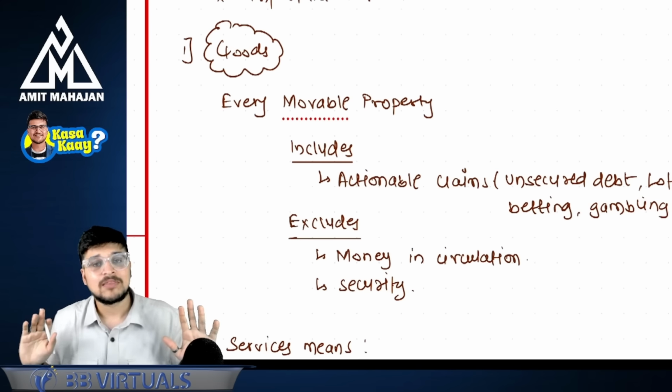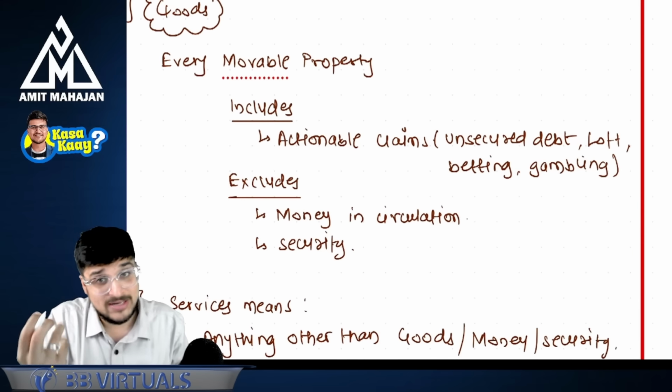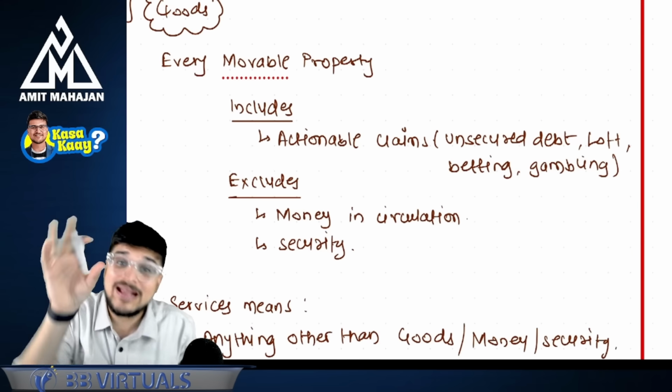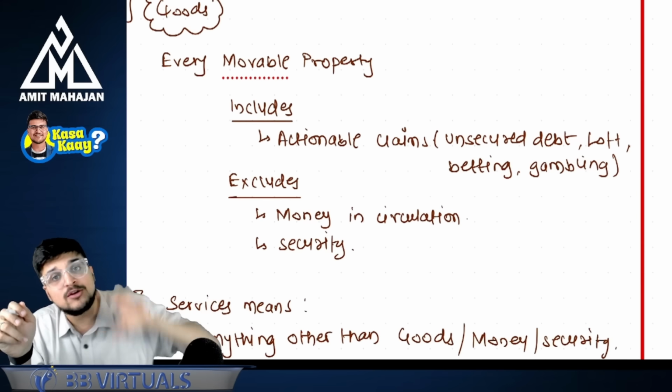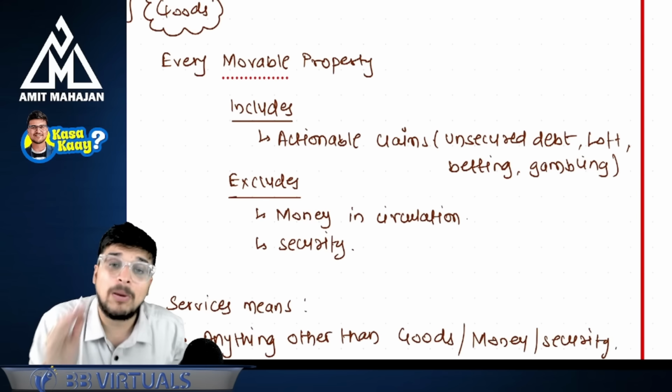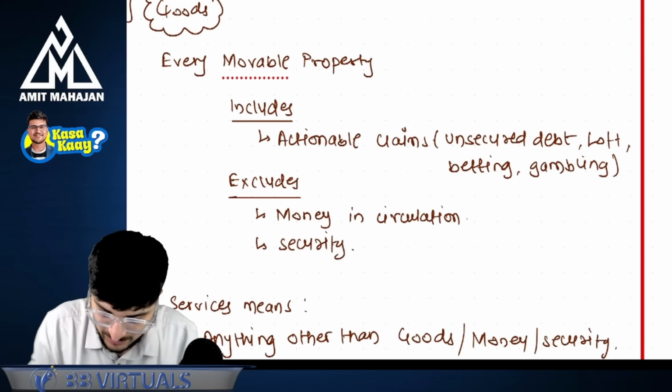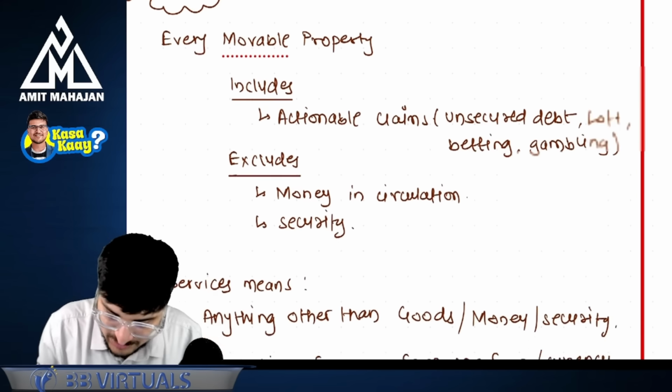Which specifically includes actionable claims. Now, what is the meaning of actionable claims? In simple words, unsecured debt is your actionable claims against which you can take an action. So, unsecured debt, lottery, betting, gambling. So, every movable property will include what? Actionable claims, but exclude something specific, which is money in circulation. Very important. Money in circulation.